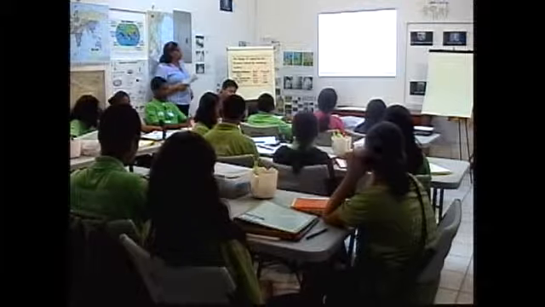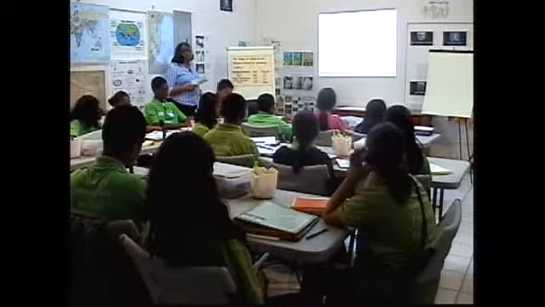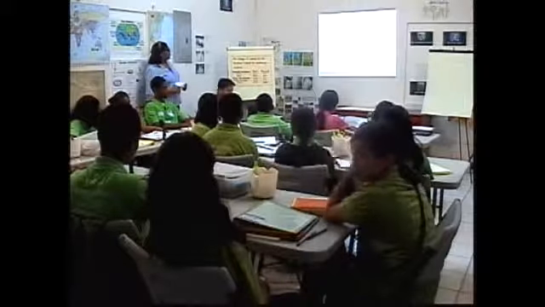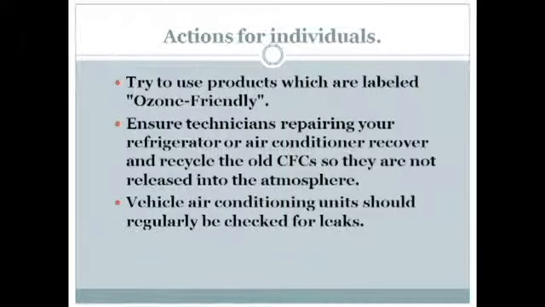Yes, we are. Vehicle air conditioning units should regularly be checked for leaks. So you need to check your refrigerators, you need to check the vehicles. We have to make sure that these things are not being released in the air, because we know where they're going. The CFCs are going up to the stratosphere. Try to use products which are labeled ozone friendly.